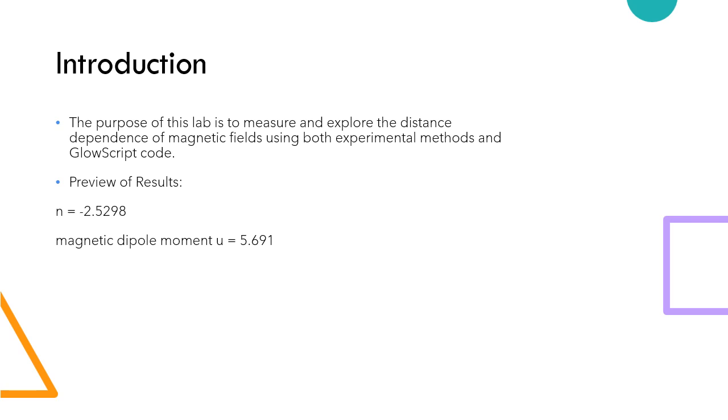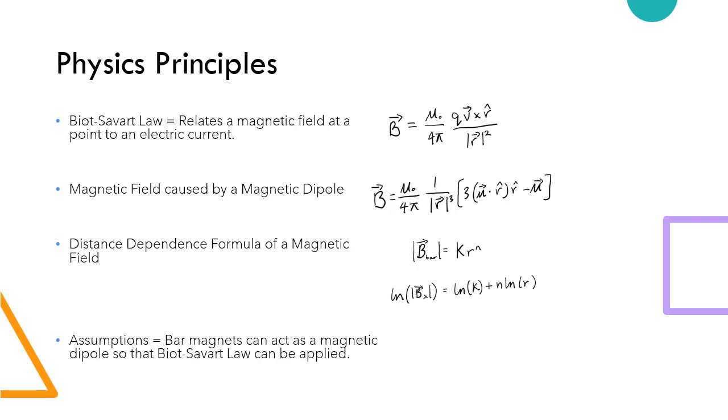Preview of results. n is equal to minus 2.5298. Magnetic dipole moment is equal to 5.691.